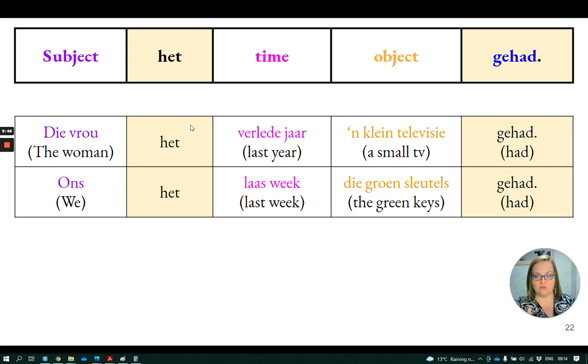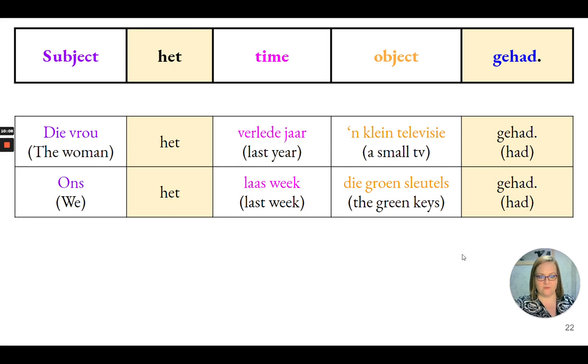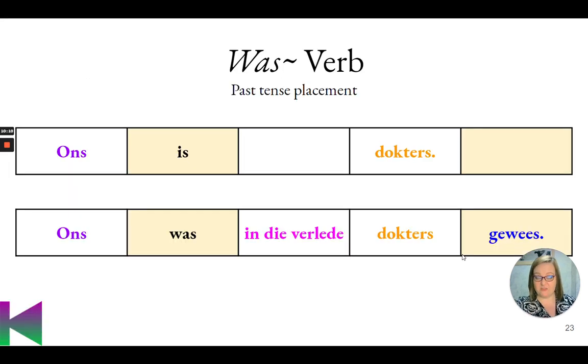Let's look at ons. Ons het laas week die groen sleutels gehad. We had the green keys, whatever the context may be. But het, past tense, second word, goes to the end, verb 2, gehad. Let's look at the last example, and then you have the basics of past tense.